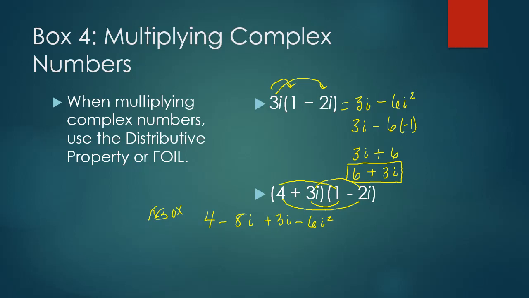After you FOIL, you combine like terms and simplify. So my like terms are negative 8i and 3i, and that makes what? Negative 5i. I'm going to simplify, and instead of i squared, I write a negative 1. And now I have 4 minus 5i plus 6. What are my like terms that can be combined? 4 and 6, and they make what? 10. So we have 10 minus 5i is my complex solution.